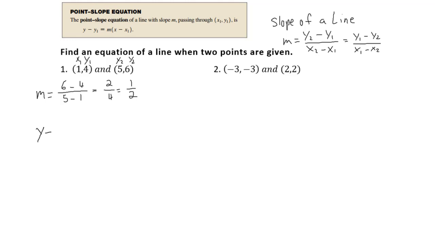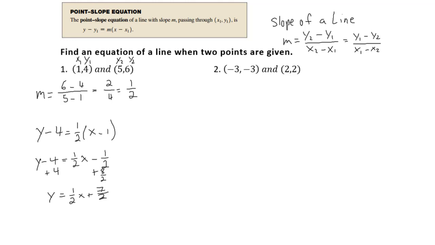So y minus y1, I'm going to choose 4, equals 1/2 x minus 1. If I chose to use 5, 6, I would put the 5 in for the 1 and the 6 in for the 4. Just make sure you're using the x and y from the same point. So now we get y minus 4 equals 1/2 x minus 1/2. So then add 4, add 8 over 2. 8 divided by 2 is 4, so I'm adding the same thing. So y equals 1/2 x plus 7 over 2.